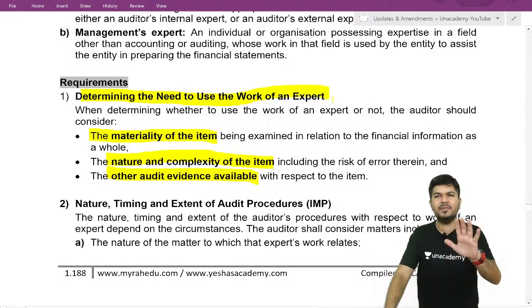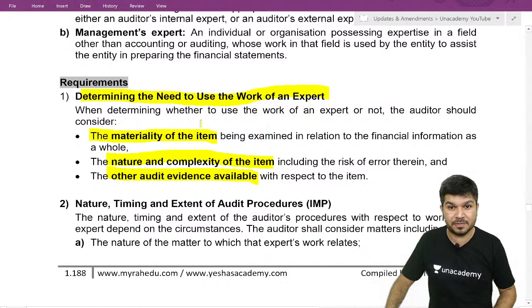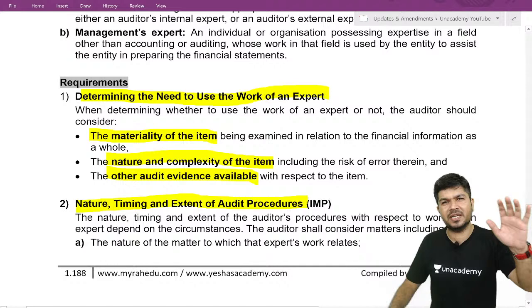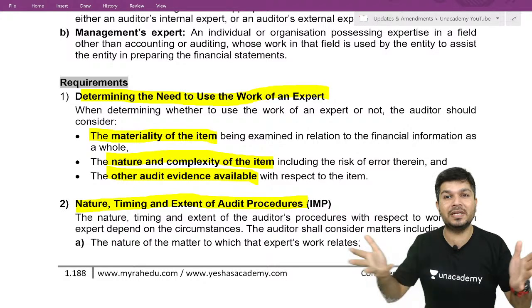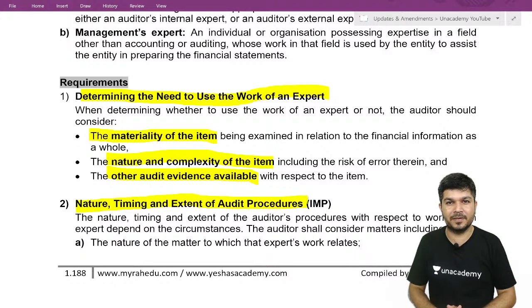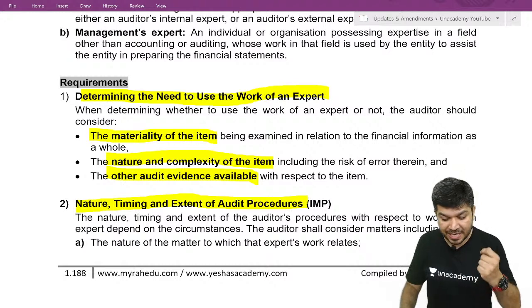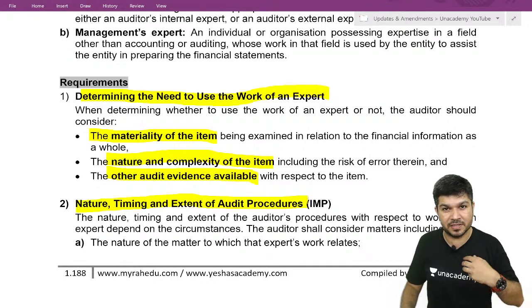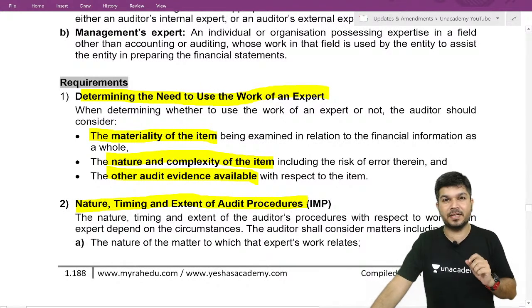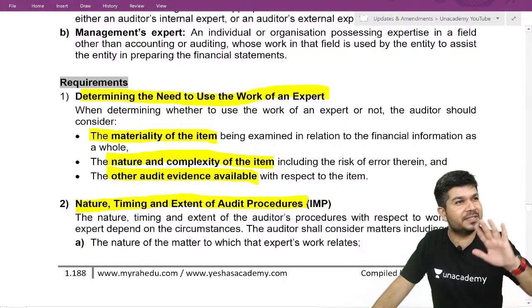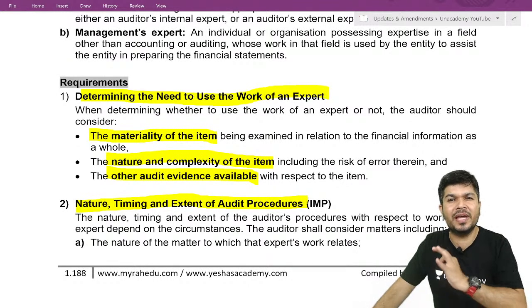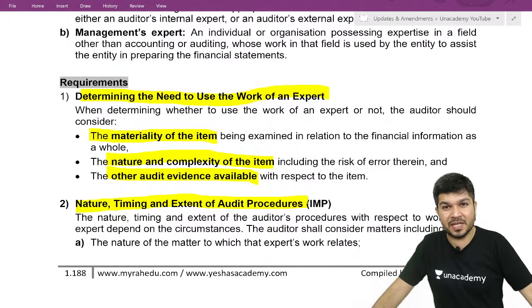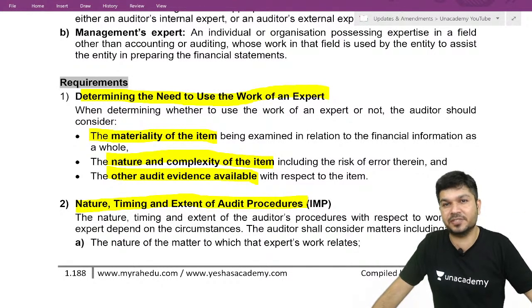Now, together with the expert, what should be the nature, timing, and extent of your audit procedures? Okay, you are taking the help of an expert. Does it mean that if you have taken the help of an expert, you will not do anything? No. So what should be the nature, timing, and extent of our other audit procedures? Now tell me. You have worked with the expert the last 10 times, and his work was precise, very accurate. If his work was precise, very accurate, you may not do anything extra.